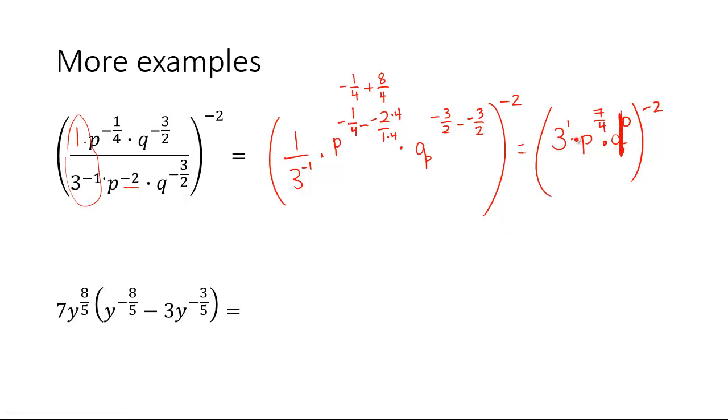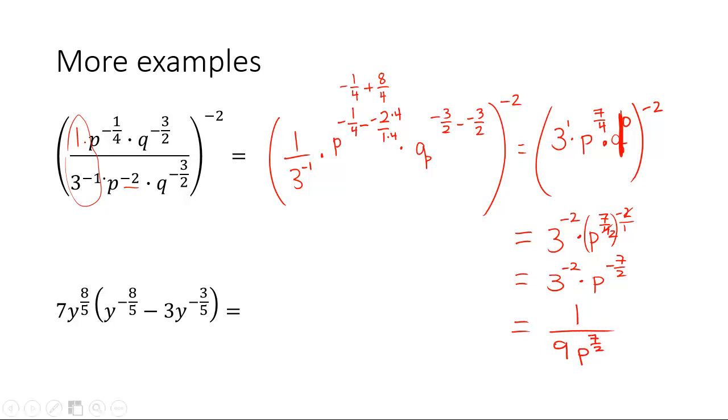So we just have 3p to the 7 fourths to the negative 2, which is 3 to the negative 2 times p to the 7 fourths to the negative 2. So here we're going to multiply these. 3 to the negative 2, p to the, cancel if possible, that'll be negative 7 over 2. So both of these are going to the denominator, so you have 1 over 3 squared, which is 9, p to the 7 halves. Now that's a very difficult example, but it simplifies to this. My suggestion is to try to simplify the inside first if possible.